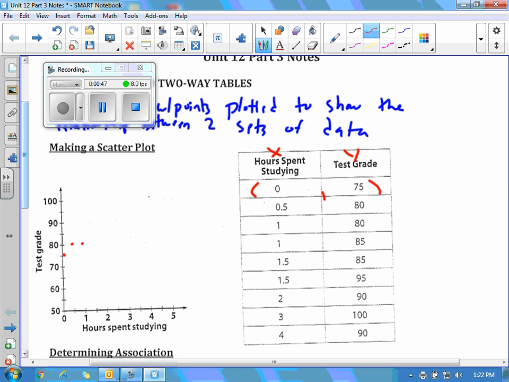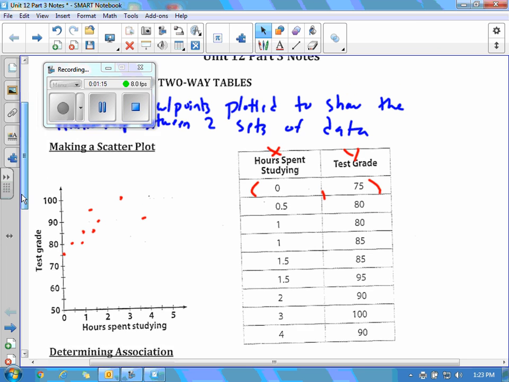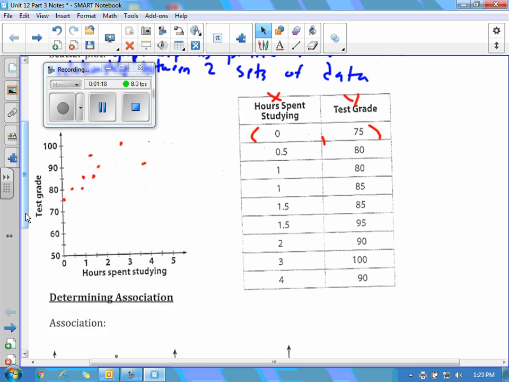1, 80, 1, 85, 1.5, 85, 1.5, 95, 2, 90, 3, 100, and 4, 90. So then that's our scatter plot. Again, we've done that before, just graphing points. But if you notice, we don't draw a line through them or anything because it's just a scatter plot.